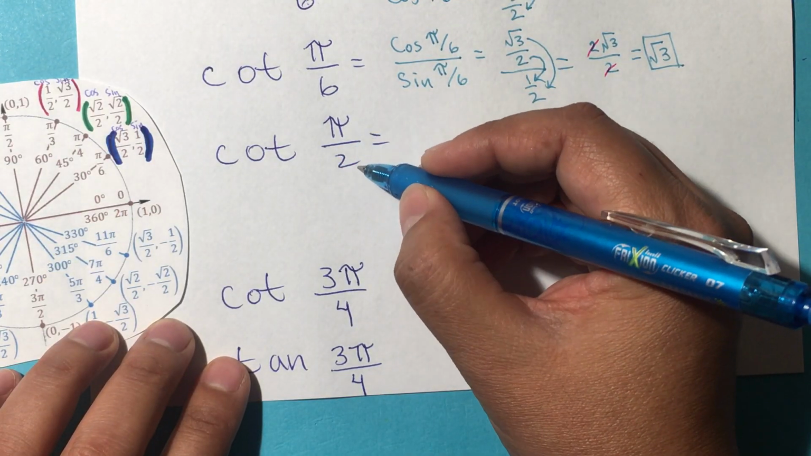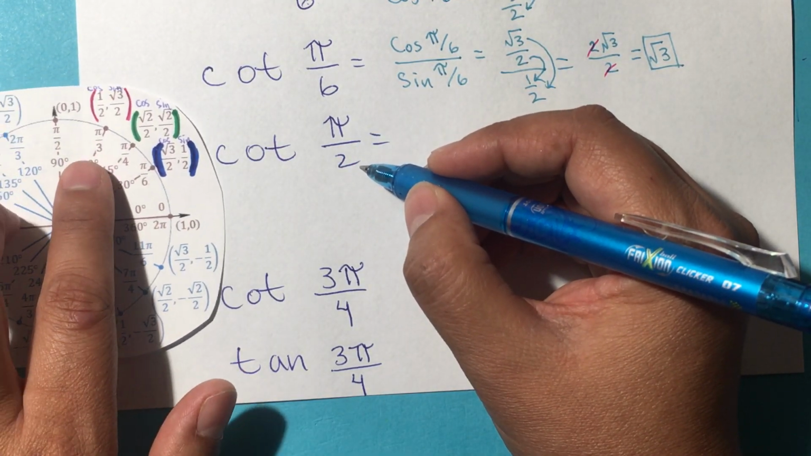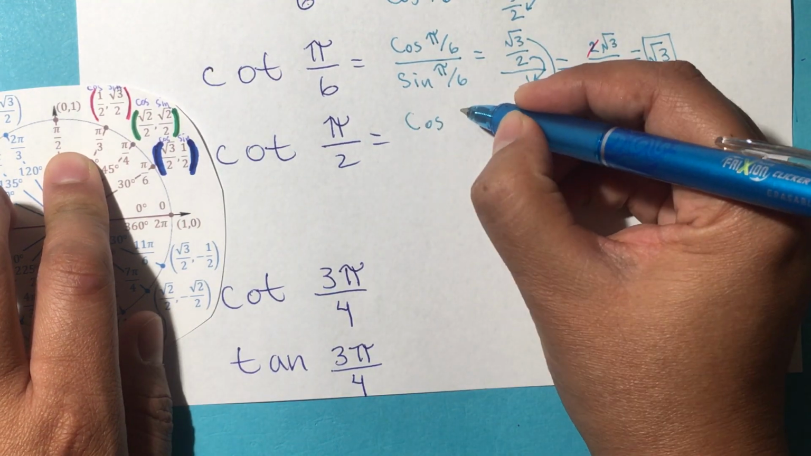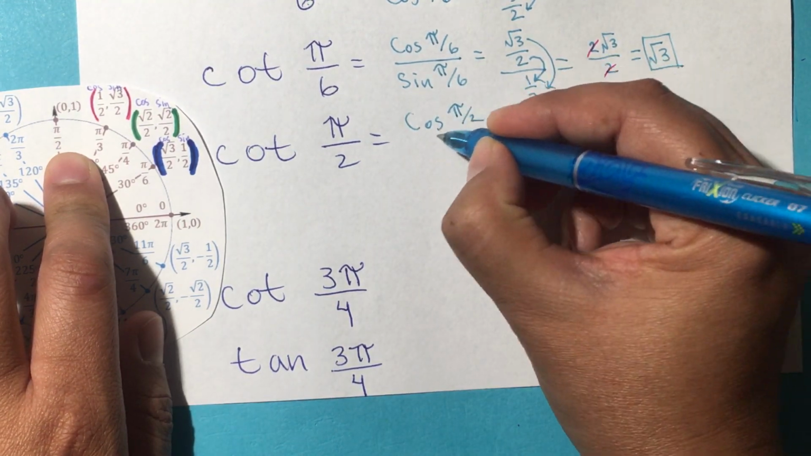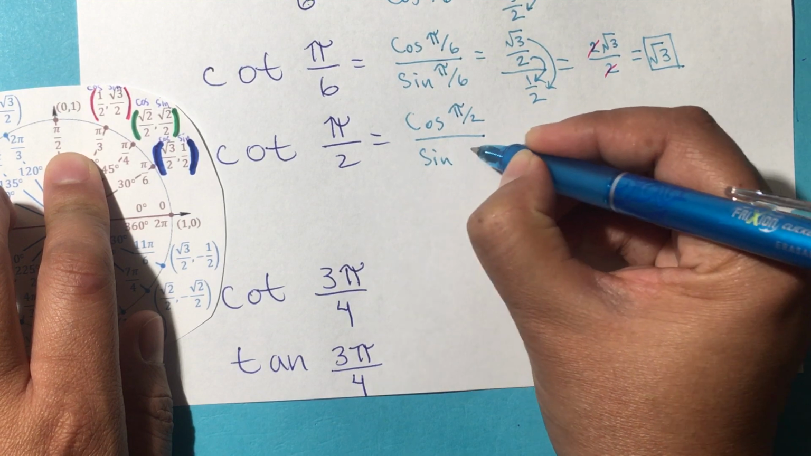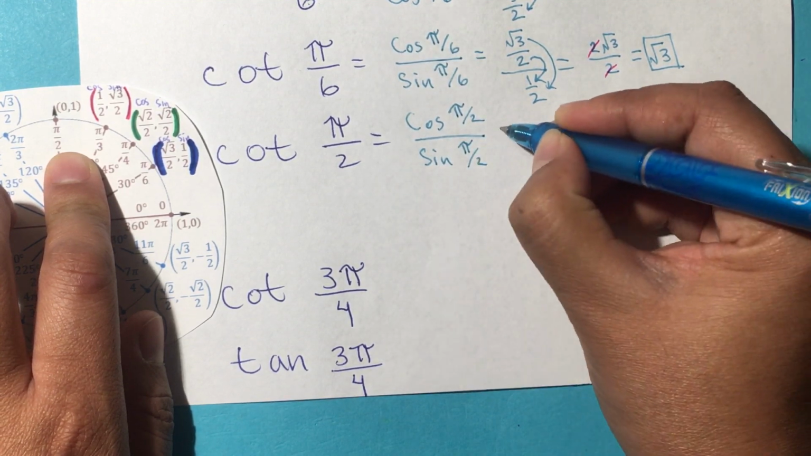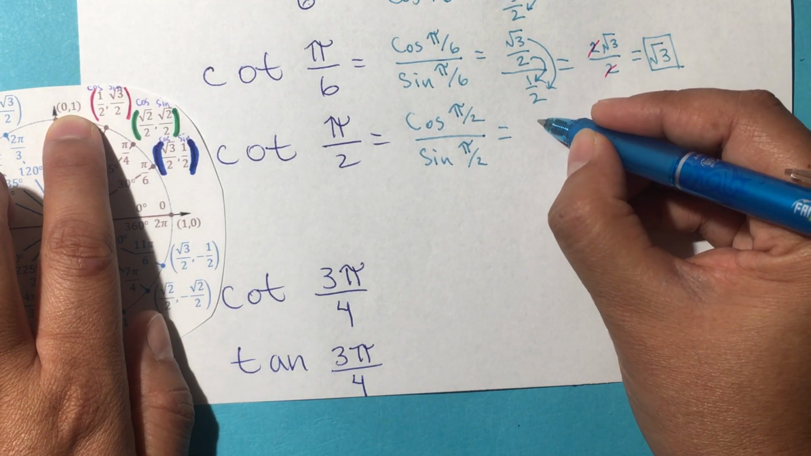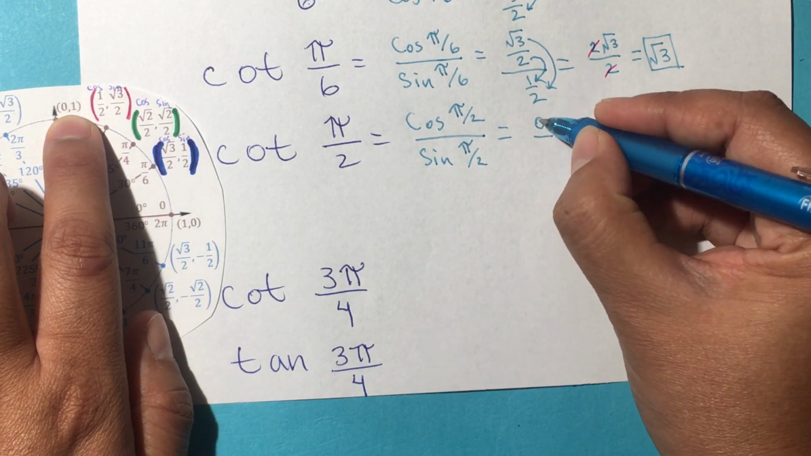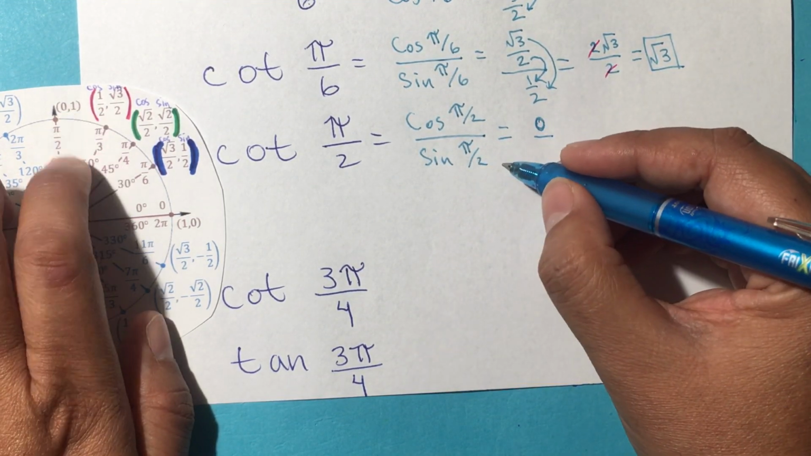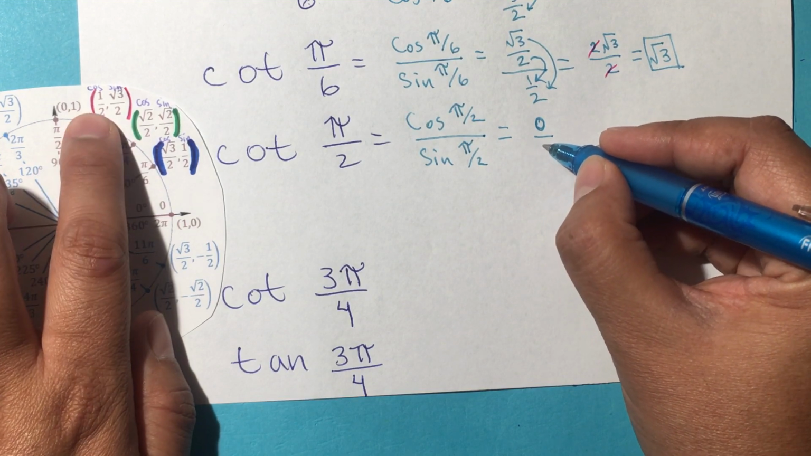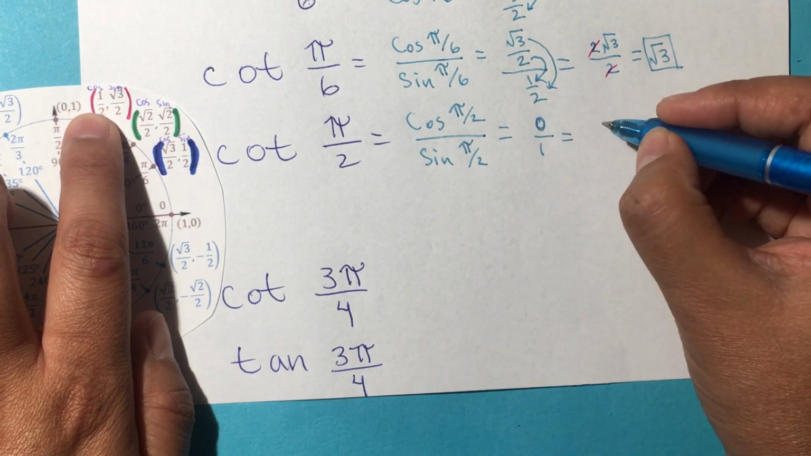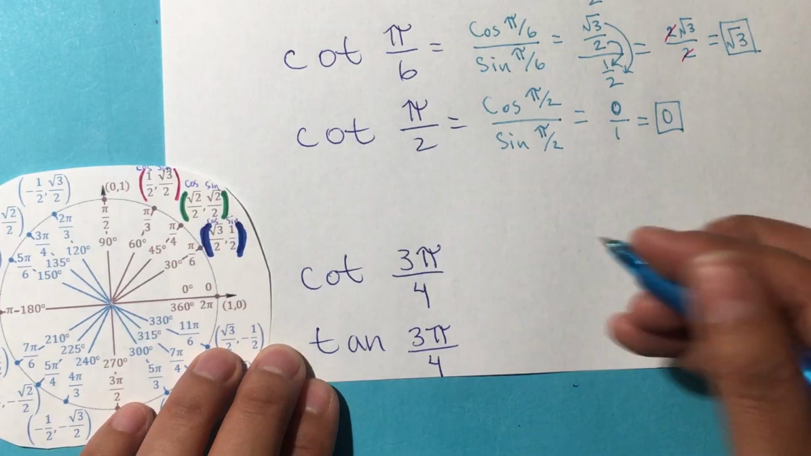Cotangent of pi over 2. Pi over 2 is over here. So cosine of pi over 2 divided by sine of pi over 2. Cosine is the first value, 0, because it's always x, divided by the sine, which is 1, and 0 divided by 1 is 0. The last two.